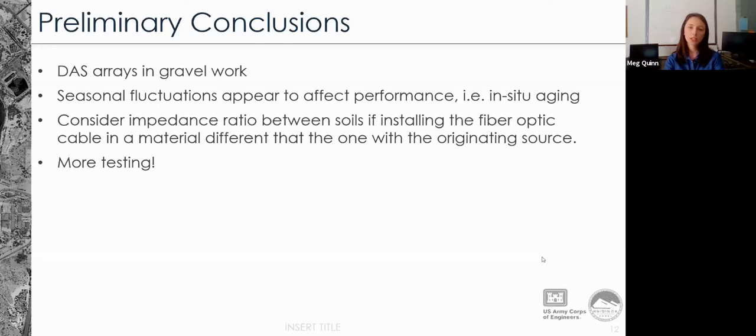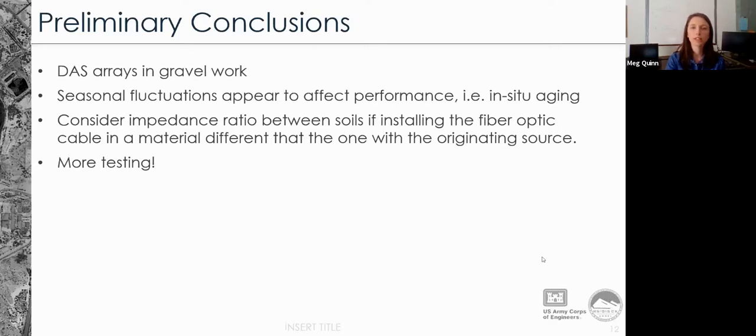Seasonal fluctuations, we observe changes over time. More studies need to be done. We're continuing to run testing to see what happens next. And as I mentioned before, with the flowable fill going from a softer silty sand into a stiffer flowable fill material, that dropped the performance of the flowable fill in comparison to sand and gravel, which are similar stiffnesses to the native silty sand. And lastly, just more testing. You know, we're still learning about this sensor and how it reacts to different installation methods and how it behaves in different soils. So let's keep it up.